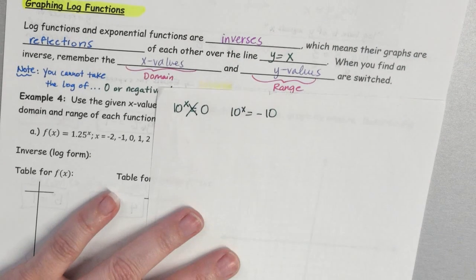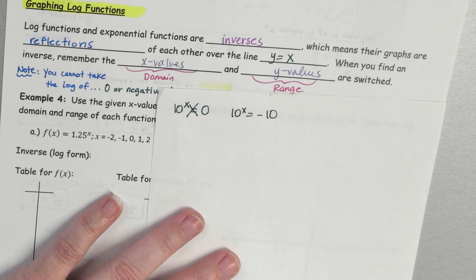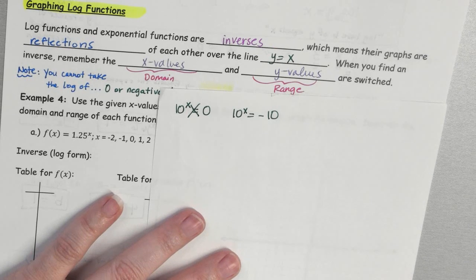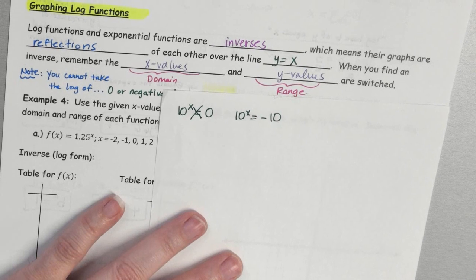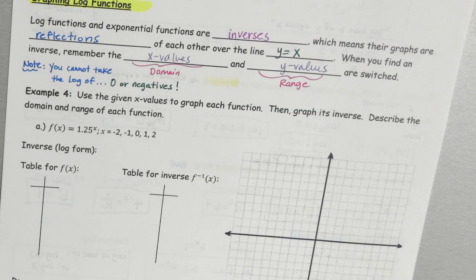It's the same thing if you were to get a negative number. For example, if I had 10 to the x equals negative 10, I know we'd really, really kind of want to put in that negative 1, but what is 10 to the negative 1? Yeah, 1 over 10, right? It's a fraction. So that's not going to work either. So that's going to be taken into account when we're talking about the domain.